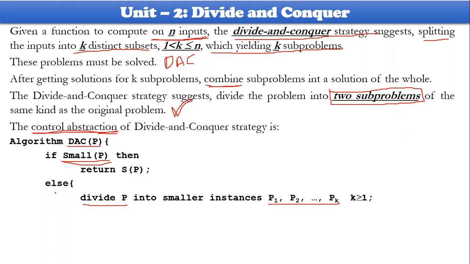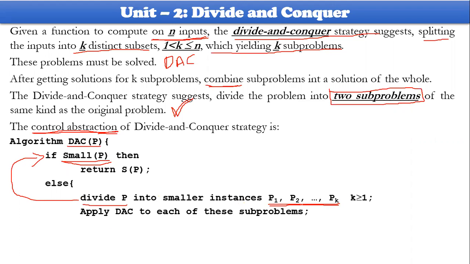The else part always tries to divide this particular problem P into as many subproblems as needed, say k subproblems, where k will always be greater than or equal to 1. After dividing, because this is a recursive call, it is going to check small of P again and again, several times. After that, on these subproblems, you have to apply the divide and conquer algorithm. If you operate divide and conquer in the same way, this particular statement is called recursion.